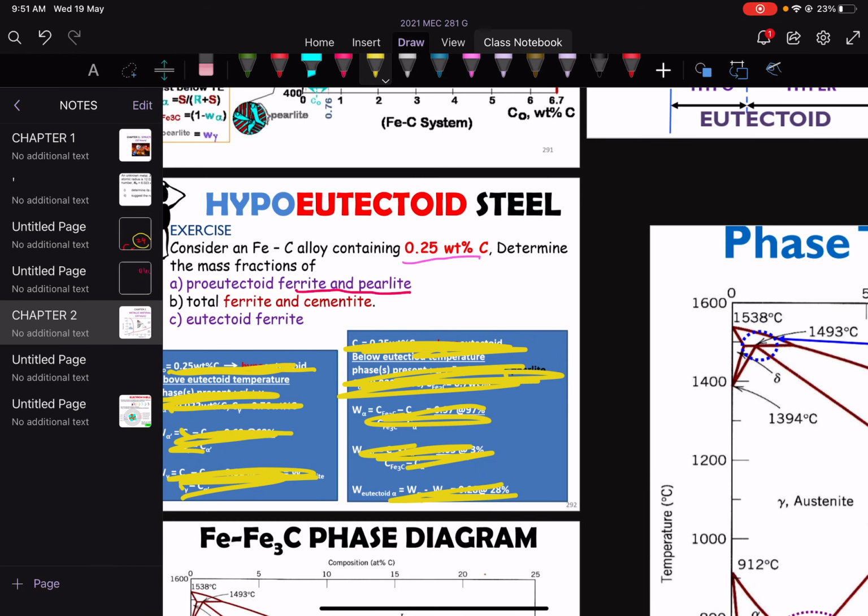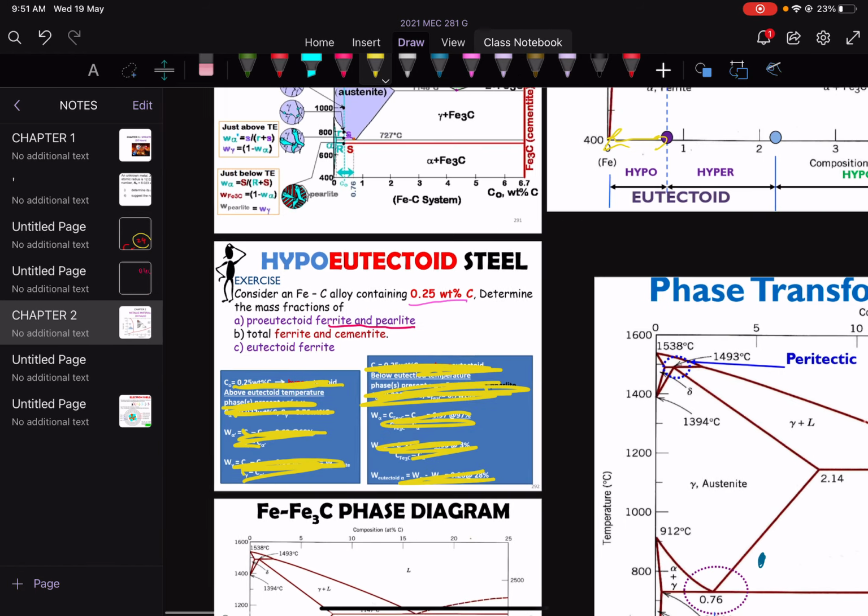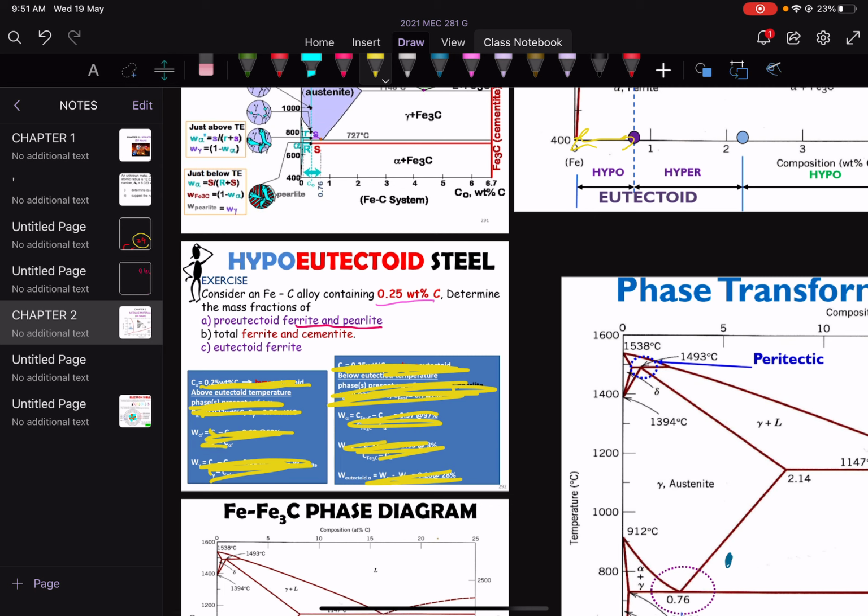So that's all about the microstructure of eutectoid, hypoeutectoid, and hypereutectoid. Similar to chapter 2.2, we also need to know the weight fraction, or the composition and phase present, in the phase diagram. So let's look at this exercise.